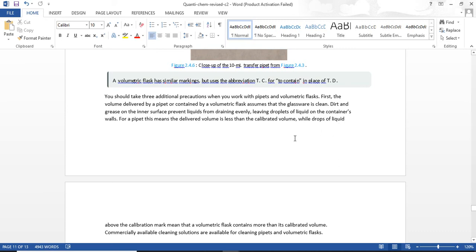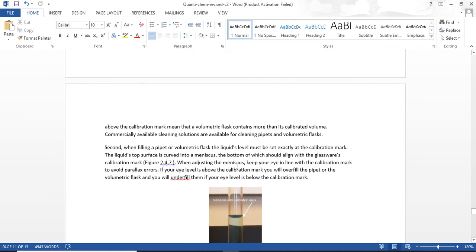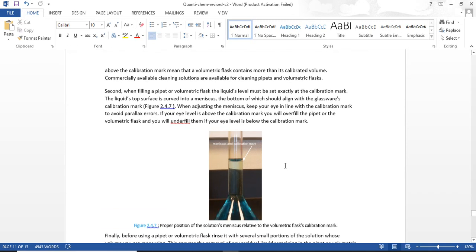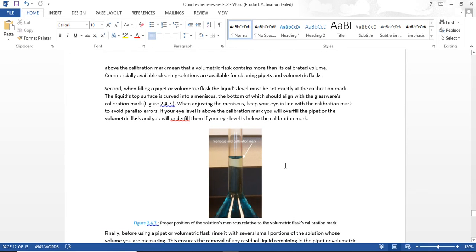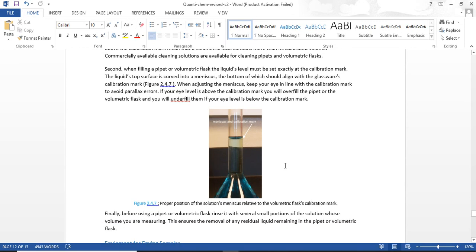your liquid from draining evenly, leaving some droplets sa sulod sang imo nga glassware, sa sulod sa imong pipette or sa sulod sa imong volumetric flask. And also, for pipette, this means that the delivered volume is less than your calibrated volume, while drops of liquid above your calibration mark means that the volumetric flask contains more than its calibrated volume. Many cleaning solutions are available for cleaning your pipette and glassware aside lang sa imong volumetric flask.